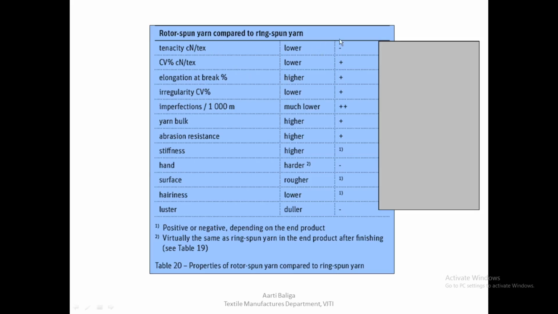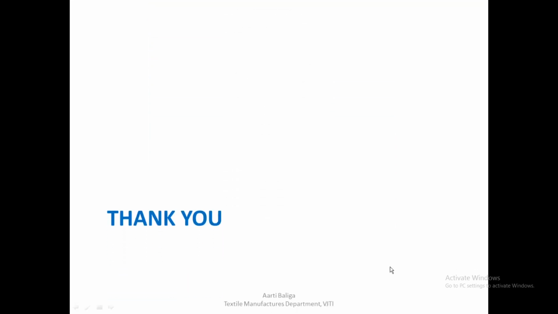So this is a sort of summary of the entire lecture. We have seen earlier the reasons why it is lower or higher, or maybe we can change it. I guess this table gives us the entire picture of how the rotor spun yarn would actually behave in the downstream processes. So with this, we come to the end of the lecture. Thank you.